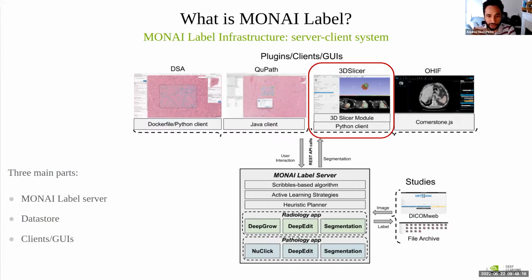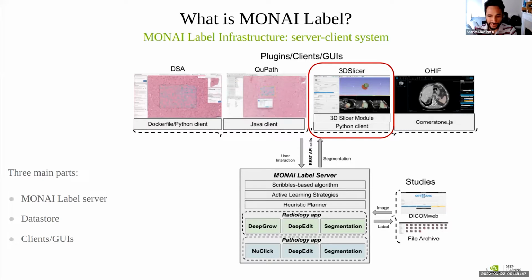In the server, we also have other features such as the scribbles based algorithm that allows us to create annotations. It's a sort of a grow from seeds tool that is available in Slicer. So we also have a version of that in the MONAI Label server, just in case the user wants to work with that. We also have the active learning strategies and the heuristic planner that works specifically for the radiology app.